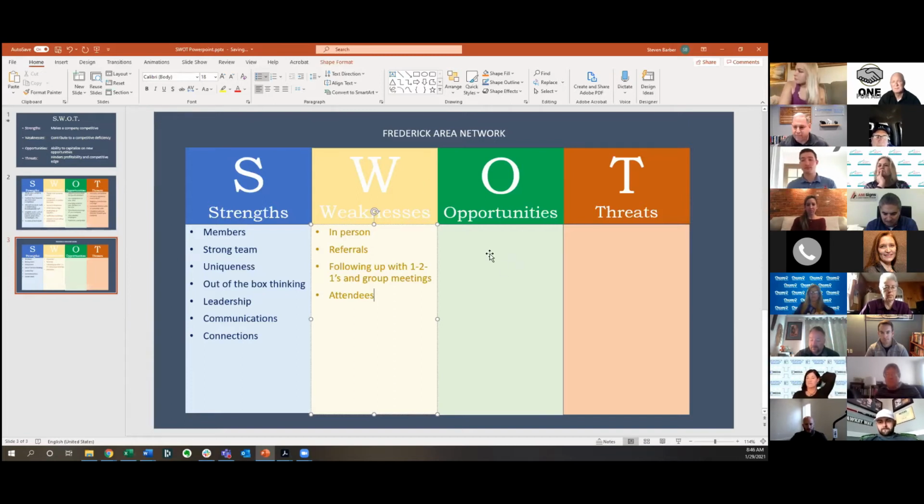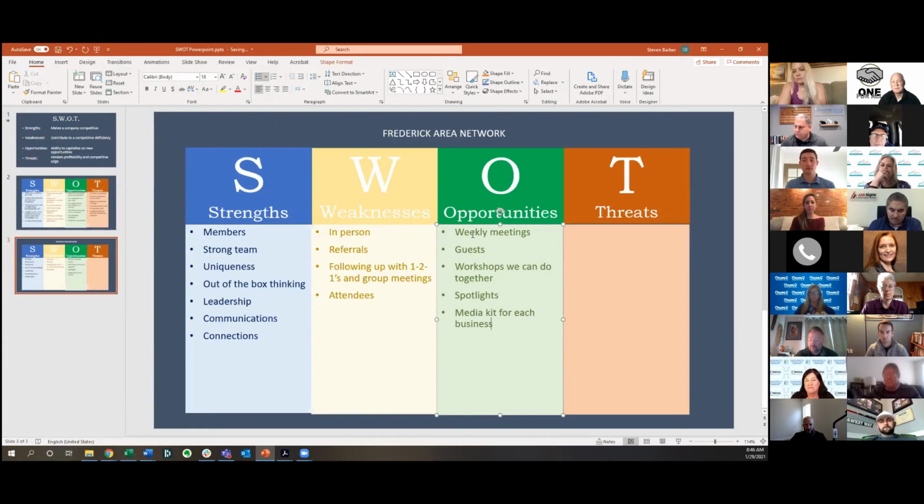So let's transition over to opportunities here. What opportunities? Weekly meetings is an opportunity for us to grow. What other opportunities do we have? Inviting guests. Workshops that we could do together. Our spotlights. Yeah, I think we should have more of a media kit for each business or something like that. How about networking with other organizations? Do some cooperative networking.